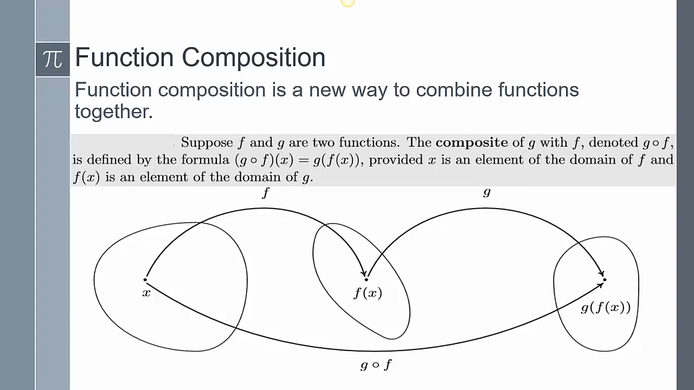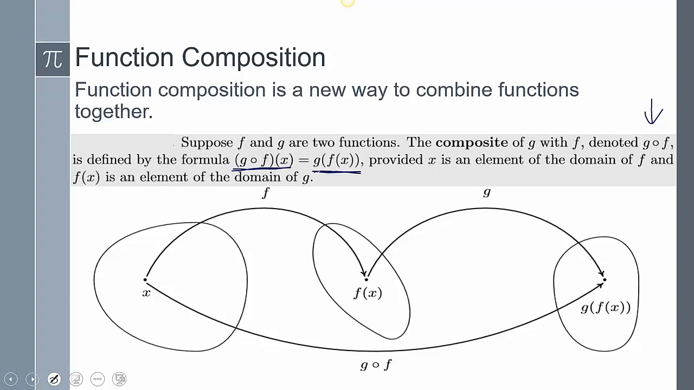By definition, it says that suppose f and g are two functions. The composite of g with f, denoted by g of f. So this is symbology that we're going to have to be able to use here. It's defined by the formula g of f of x equals g of f of x. These mean exactly the same thing. They're just a different way of writing it.